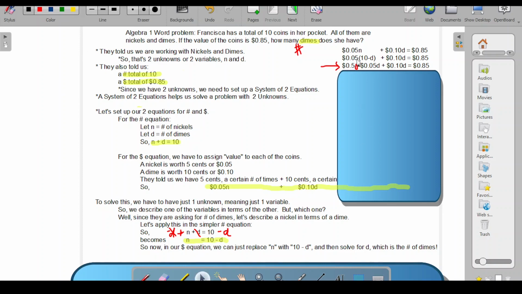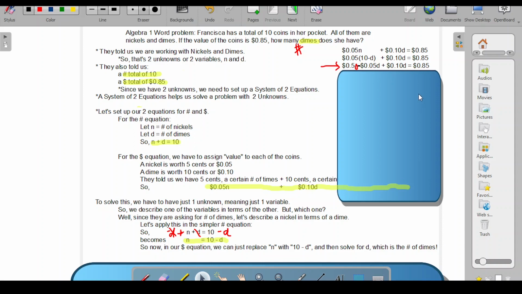So 0.05 times 10 is 0.50. And then 0.05 times a negative d, because remember the negative sign, is negative, and I just put it here, 0.05d. So that's easy. We just plopped the d on the end. We know that means multiply. And then these are just repeated again.